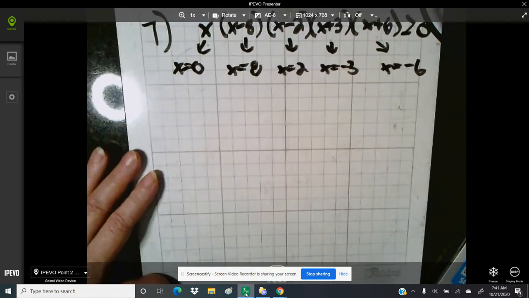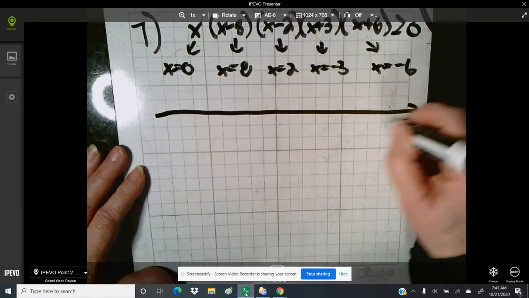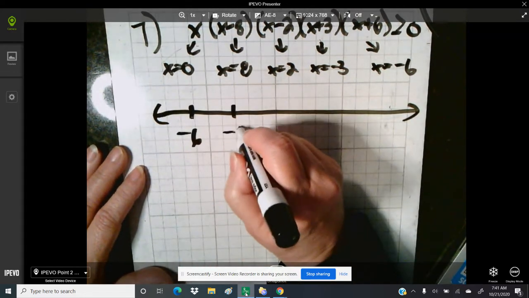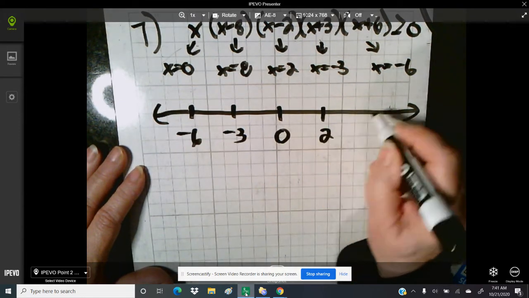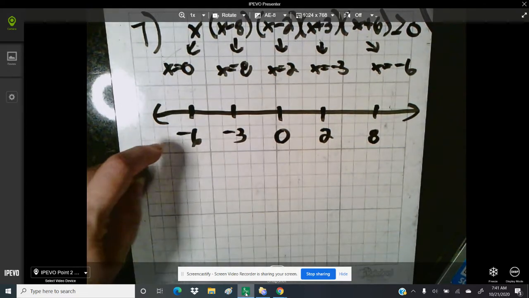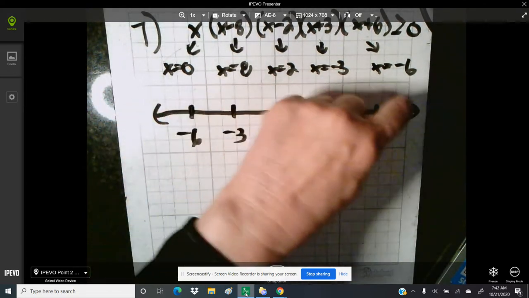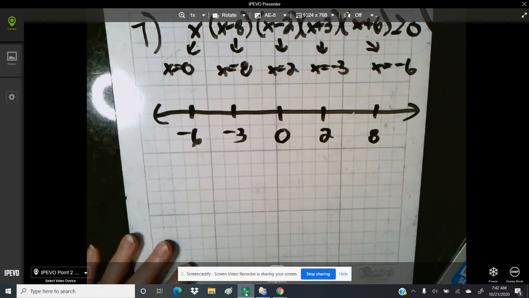I'm going to do what I always do. I'm going to take these critical factors and put them on a number line. So I have -6, -3, 0, 2, and 8. Now you're going to have to take each one of these intervals and plug them into this equation and figure out if you have a positive or a negative value.